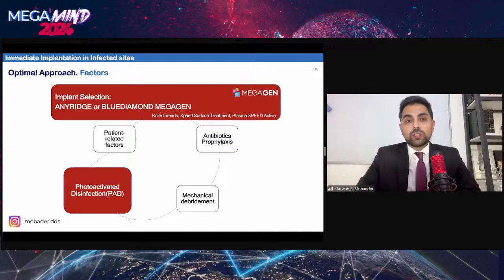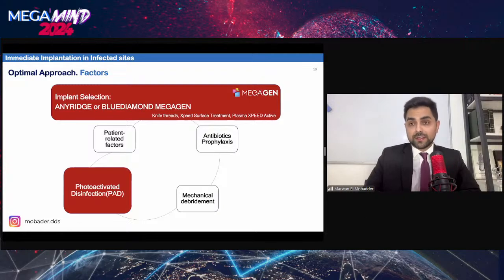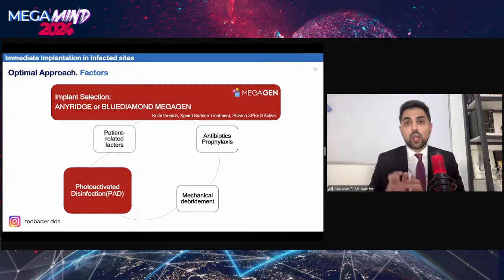So the conclusion of my presentation is these 5 factors to enhance our immediate implantation in infected sites. Use the Any Ridge or Blue Diamond because of the knife threads and the XP surface treatment, and try to use the plasma XP if you have it in your clinic.